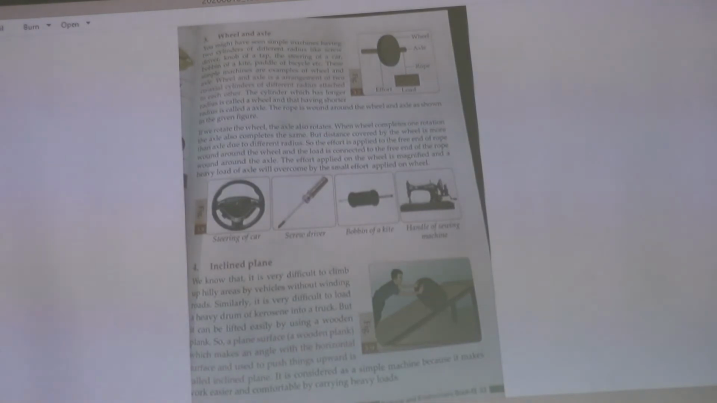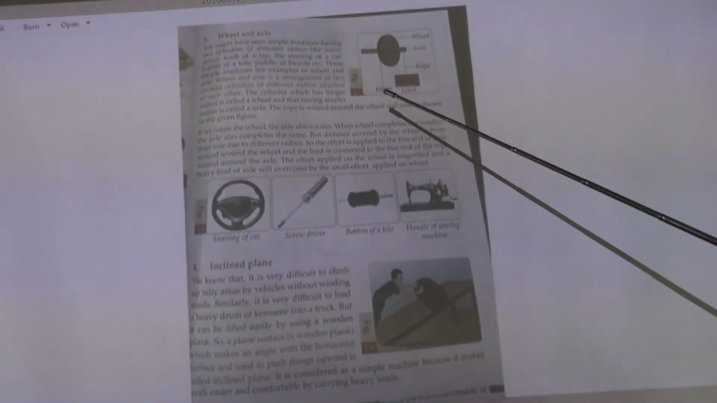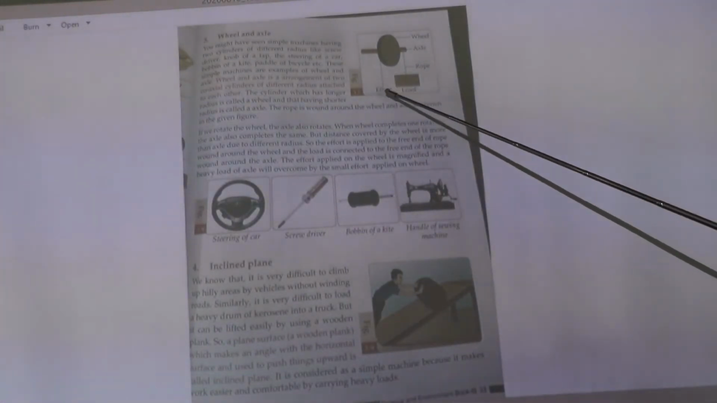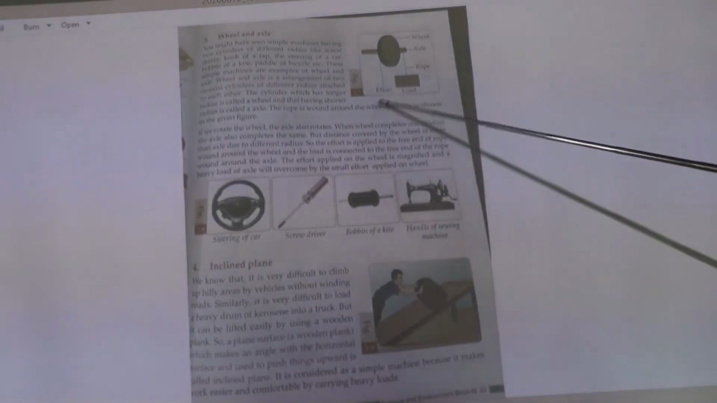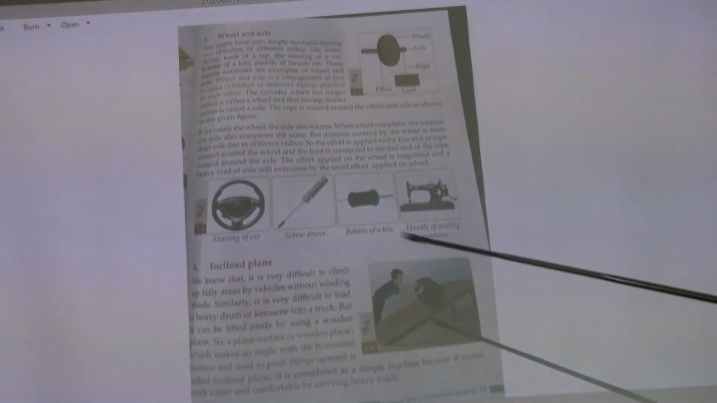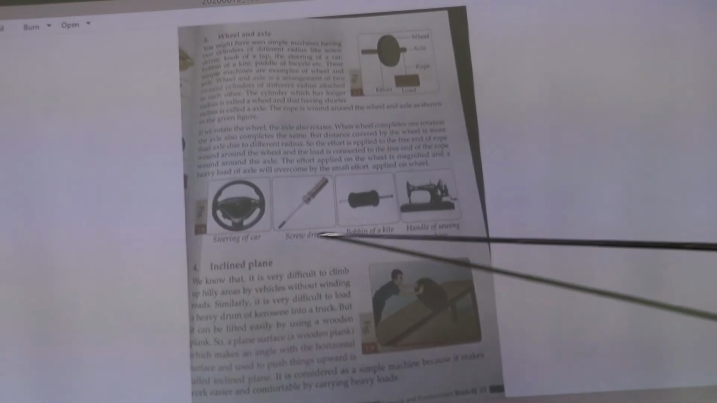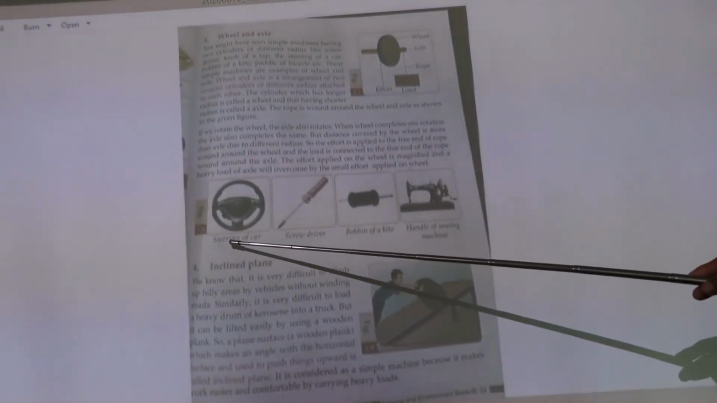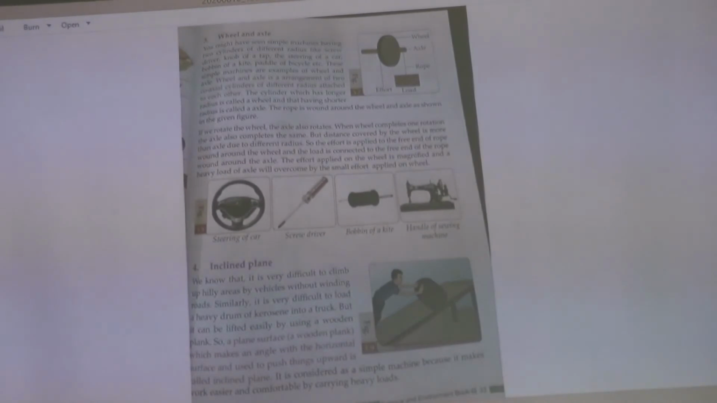The effort is applied to the free end of the rope around the wheel, and the load is connected to the free end of the rope around the axle. It is like the pulley system: at one end of the rope we apply the effort, and at the other end we tie the load. These are examples of wheel and axle: number one is steering of the car, screwdriver, bobbin of a kite, handle of a sewing machine.